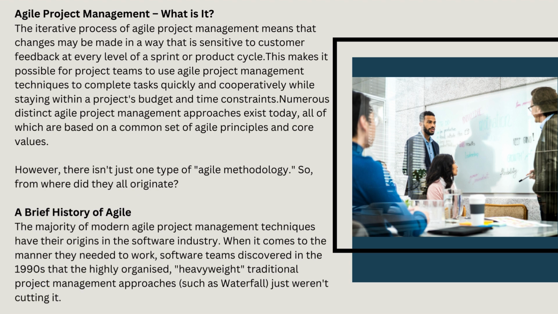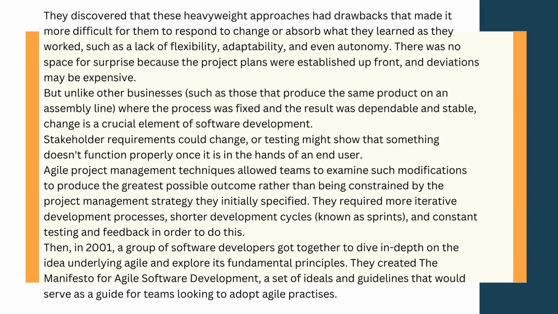A brief history of Agile? The majority of modern Agile project management techniques have their origins in the software industry. When it comes to the manner they needed to work, software teams discovered in the 1990s that the highly organized, heavyweight traditional project management approaches, such as Waterfall, just weren't cutting it. They discovered that these heavyweight approaches had drawbacks that made it more difficult for them to respond to change or absorb what they learned as they worked, such as a lack of flexibility, adaptability, and even autonomy.